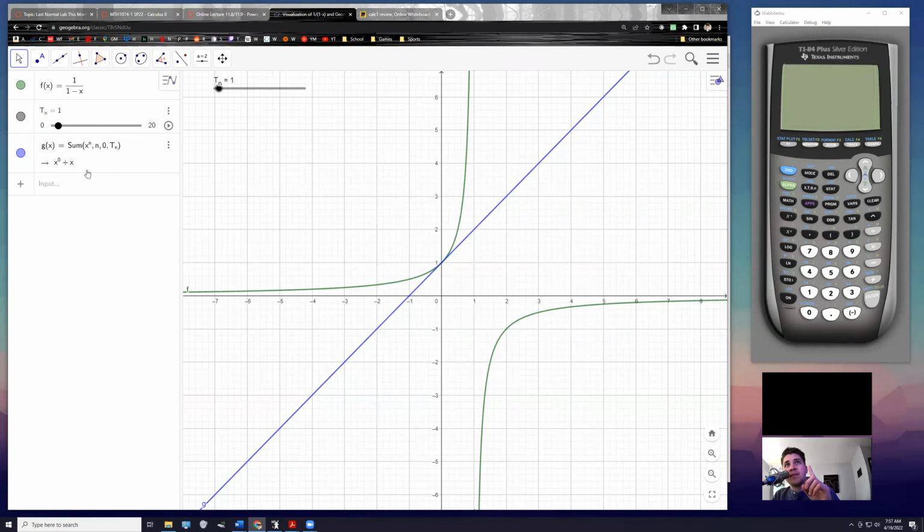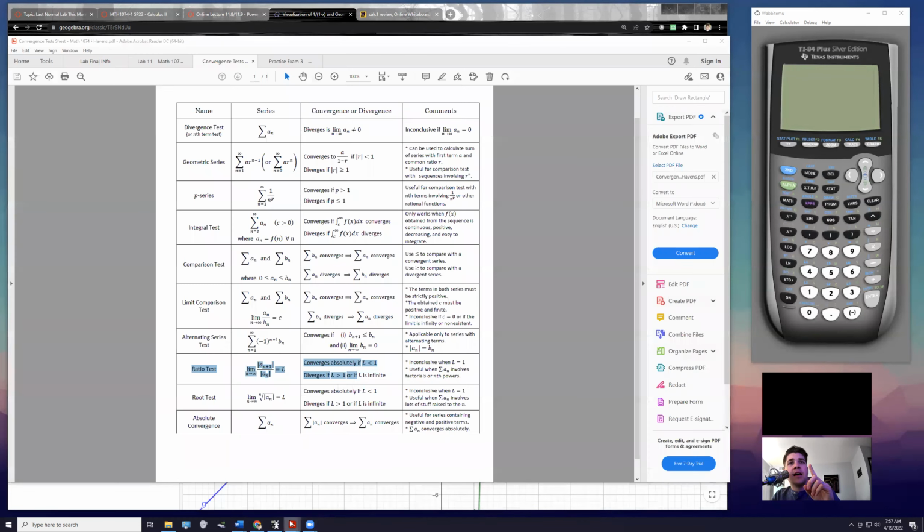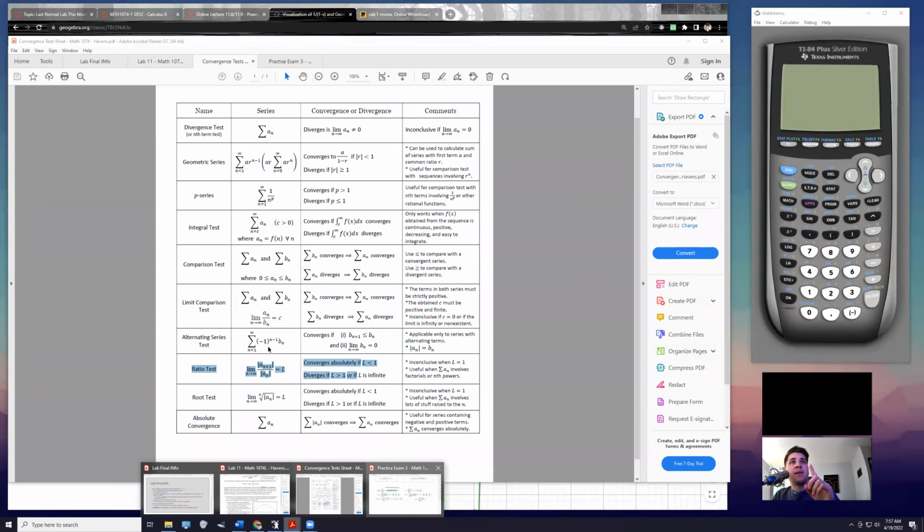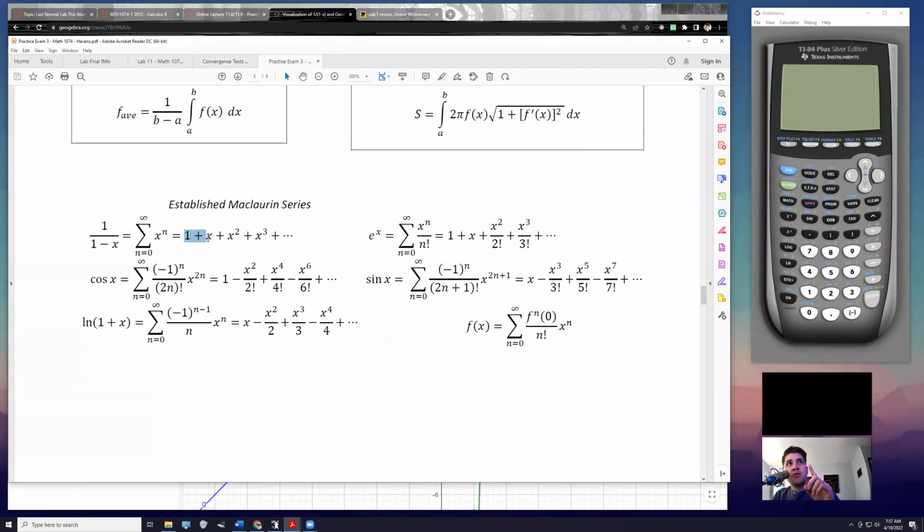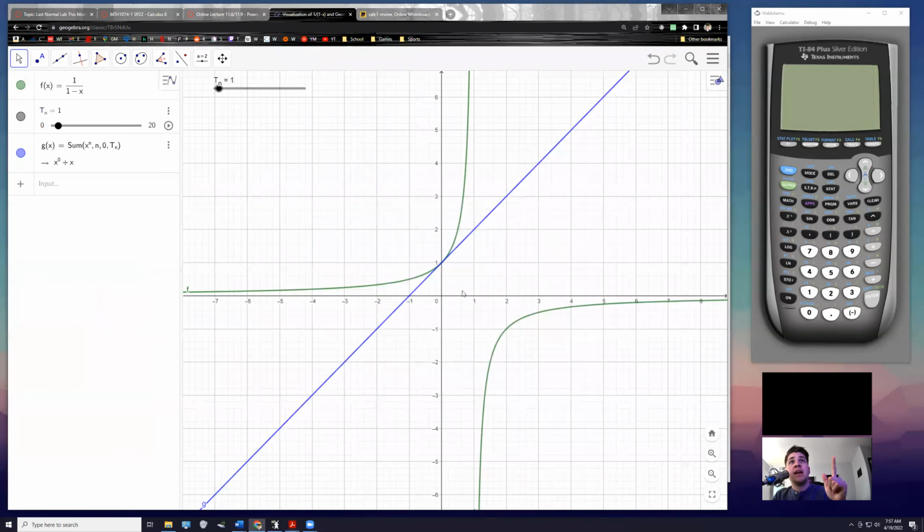Notice now what we have graphed is the first 2 terms. It's now 1 plus x. Sorry, I've got too many tabs open. If we go to 2 terms, it's now 1 plus x, and that's obviously a linear function. It would have a slope of 1 and an intercept of 1, and that's exactly what this is: 1 plus x, just a graph of a straight line.